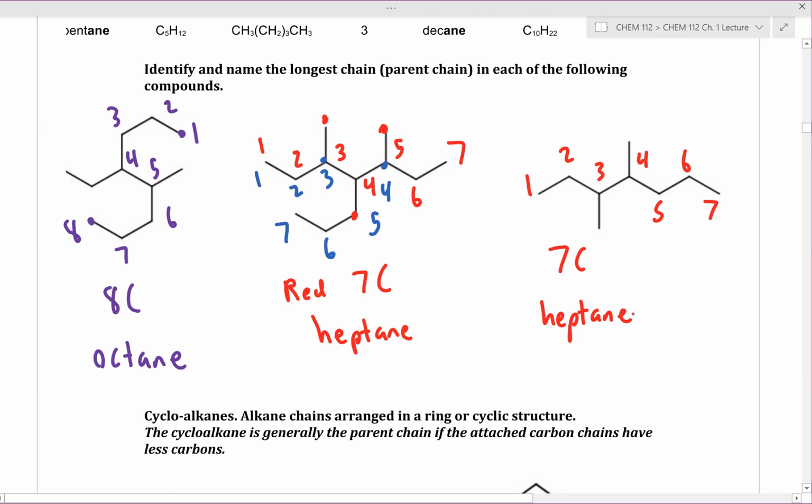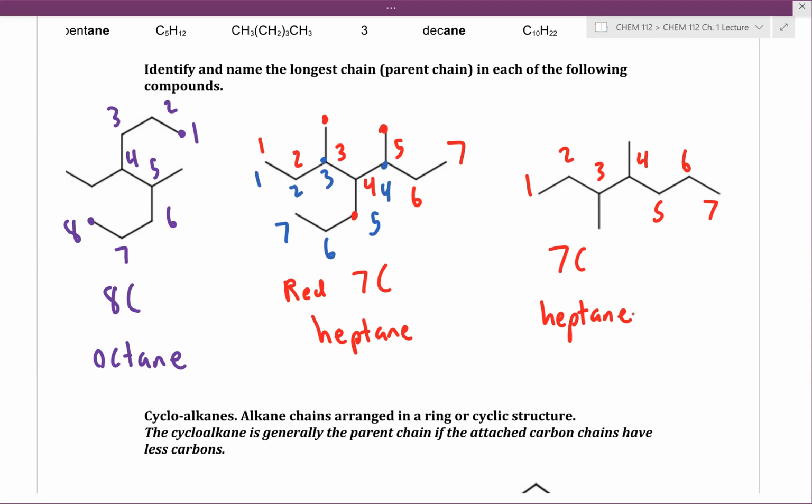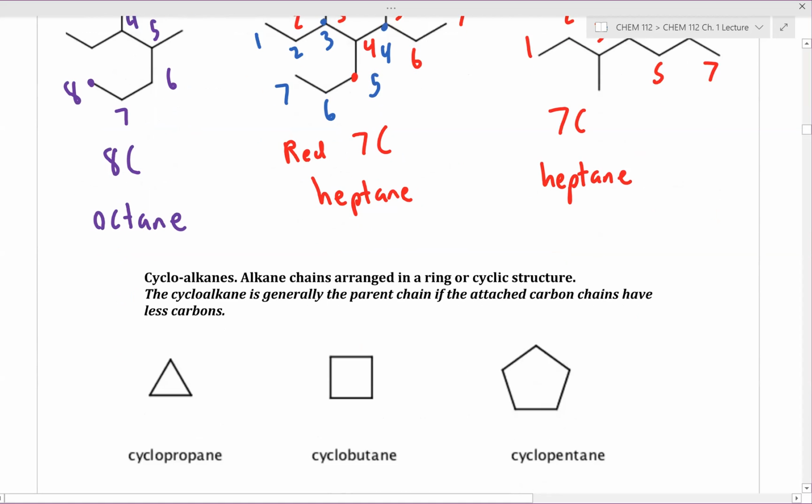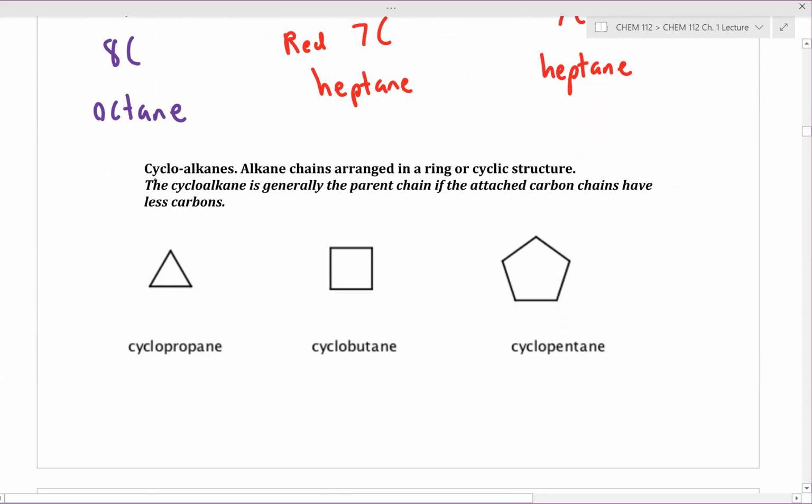Now, there's one other prefix that refers to a constitutional isomer of an alkyl chain. And these are especially important, and we'll talk about them a lot in chapter 4. We call these groups cycloalkanes. As their name implies, they're alkyl chains arranged in a ring or cyclic structure. An important rule for naming is that the cycloalkane is generally the parent chain if the attached carbon chain has fewer carbons. So instead of propane, since it's cyclic, we call it cyclopropane. Instead of butane, it's cyclic, cyclobutane.